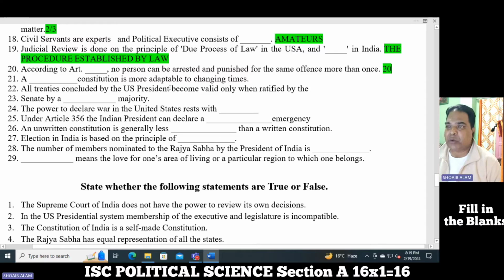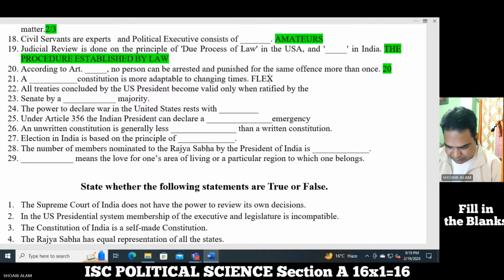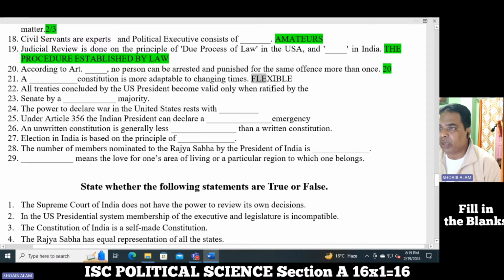A dash constitution is more adaptable to changing times. So of course we'll go with which type of constitution? Flexible. Flexible constitution is more adaptable to changing times. Okay. Now, number 22. All treaties concluded by US president become valid only when ratified. Sorry, so here I have to make a correction.